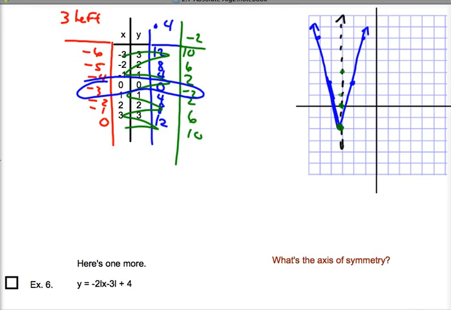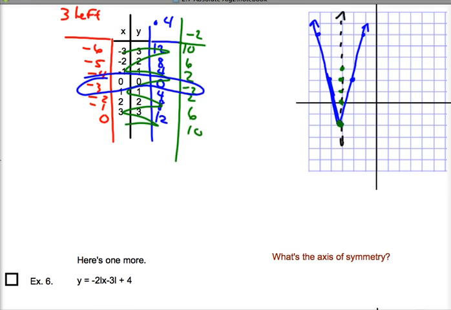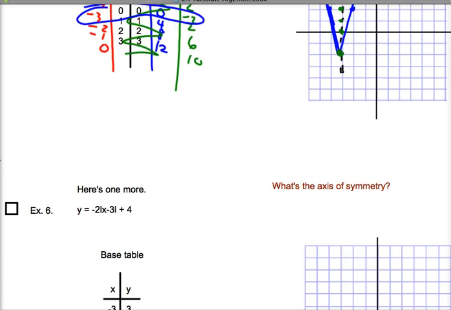Domain on that one would be all reals. Range would be all y's greater than or equal to -2.